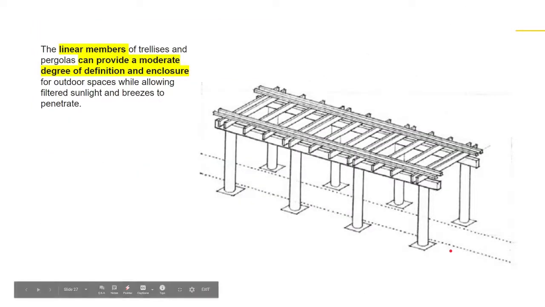The linear members of trellises and pergolas can provide a moderate degree of definition and enclosure for outdoor spaces while allowing filtered sunlight and breezes to penetrate. So, in architecture or interior design, we can use these elements to perceive enclosure. It doesn't really have to be a built-up wall. Sometimes in interiors we use repetition of columns and linear members to enclose a space.